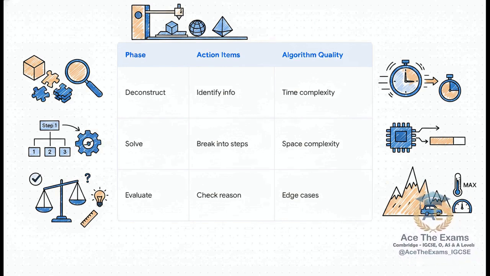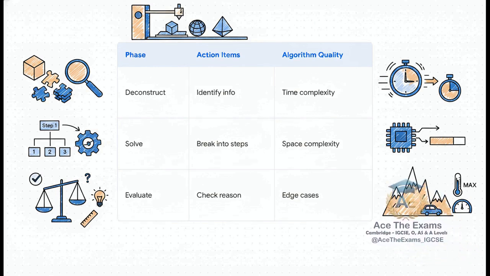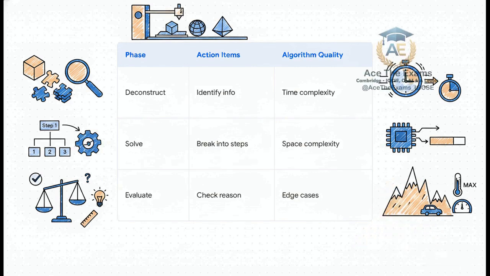But I really want you to look at that third column, algorithm quality checks. When a 3D printer is running its operational code, we have to evaluate the quality of that underlying algorithm. We must consider time complexity. For instance, how long will the slicing software take to process a highly detailed 3D mesh?